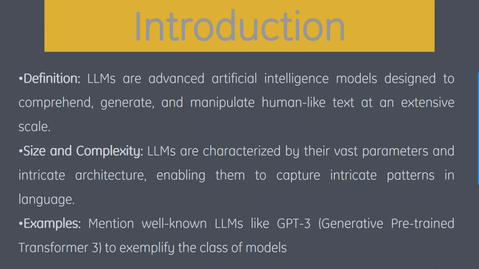So what is LLMs? LLMs are advanced artificial intelligence models designed to comprehend, generate and manipulate human-like text at an extensive scale. Then we have size and complexity. LLMs are characterized by their vast parameters and intricate architecture, enabling them to capture intricate patterns in language. And then we have examples, like ChatGPT 3, to amplify the class of models.